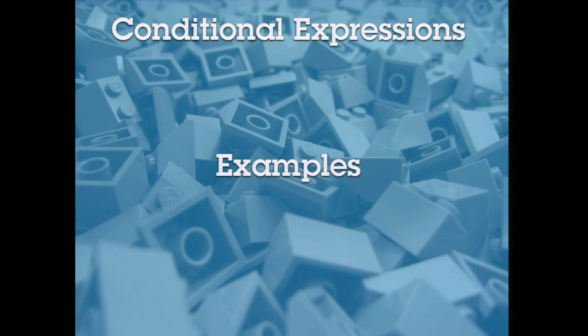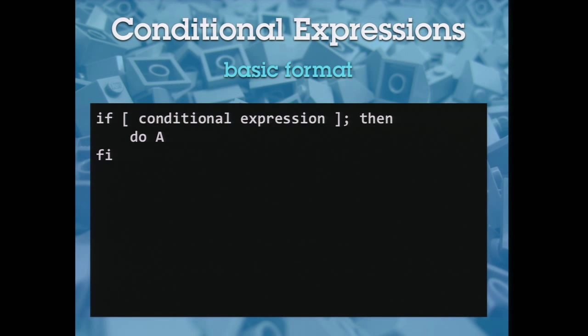So when you use a conditional expression in a script, you'll pretty much always see it paired with an if-then or if-then-else block. The simplest form looks like this. You use it if you want to do something only if a condition is met. So if whatever's in the conditional expression is true, it'll do A. If not, it'll just skip over. And if statements are always closed by fi, that's just how it is.